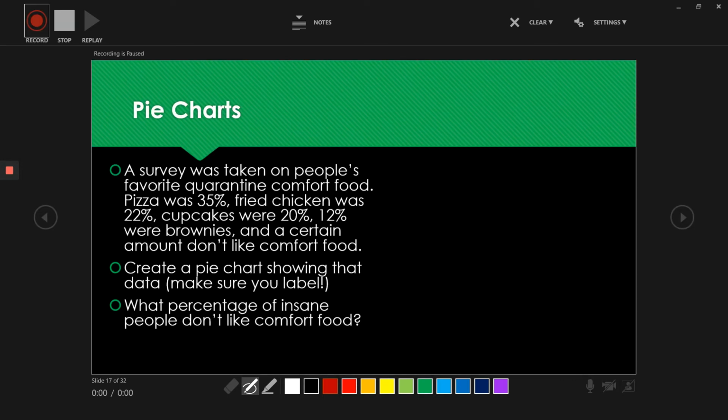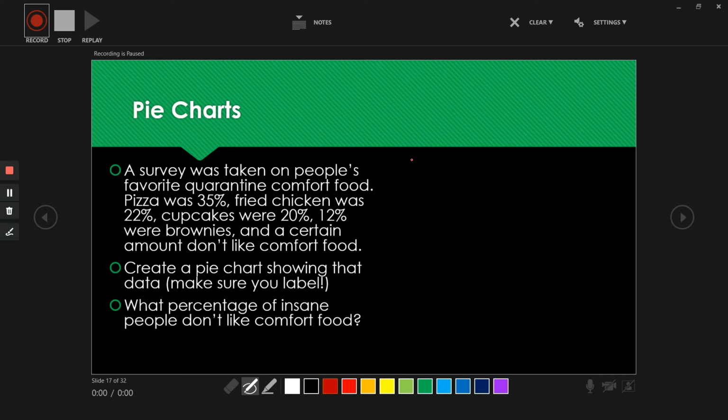So a survey was taken on people's favorite quarantine comfort food. Right, so pizza was 35%, fried chicken was 22%, cupcakes were 20%, 12% were brownies, and a certain amount didn't like comfort food. So we need to create a pie chart showing the data and also ask what percentage of people don't like comfort food, right? So let's do that part first.